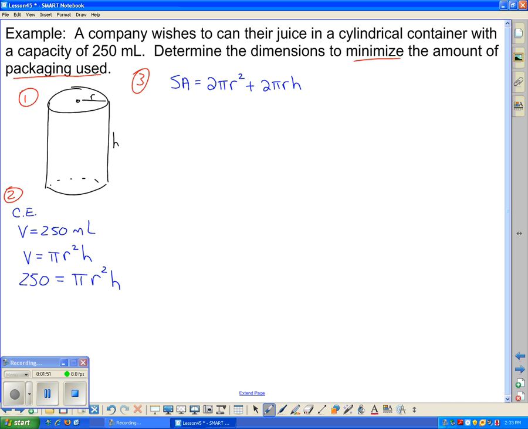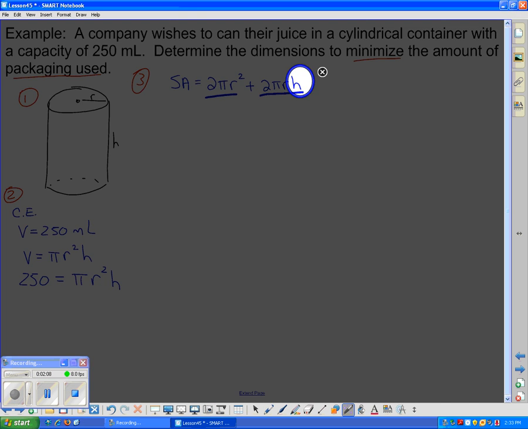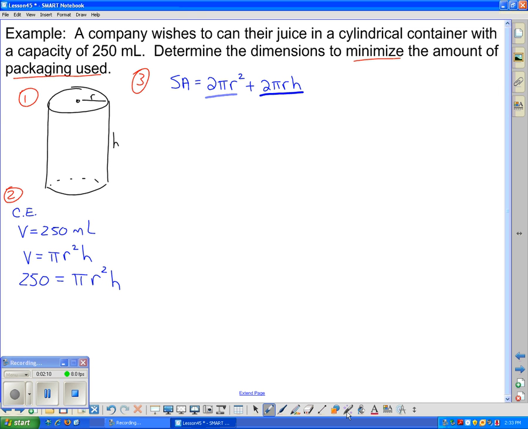So I'm looking at the equation now, and I want to get rid of one of the dimensions, so either an r or an h. When I'm looking at it, I see that in the first term here, there's no h, and then there's only one h there. So I'm going to replace h from my constraint equation. So returning back to stage 2, I'm going to write h equals 250 over pi r squared. So I just rearrange that equation.